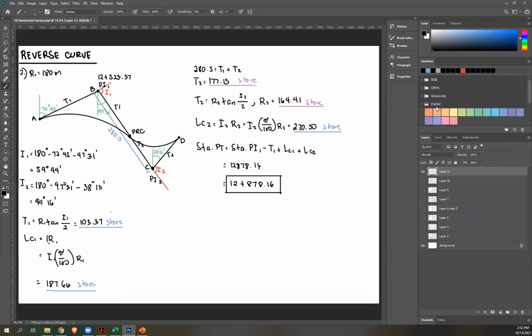Oh wait, before those questions. Well, I question, what is I? So once again, I is the point of intersection of the tangents of the two curves, of each curve. This is back tangent, this is forward tangent, this is I.